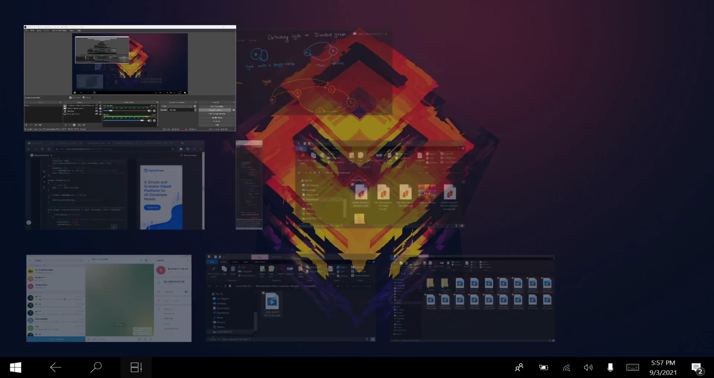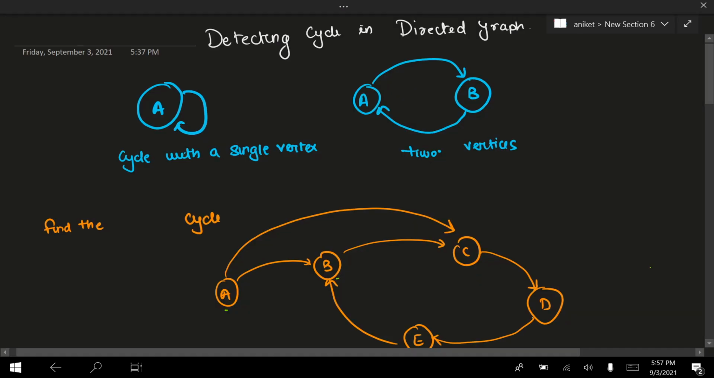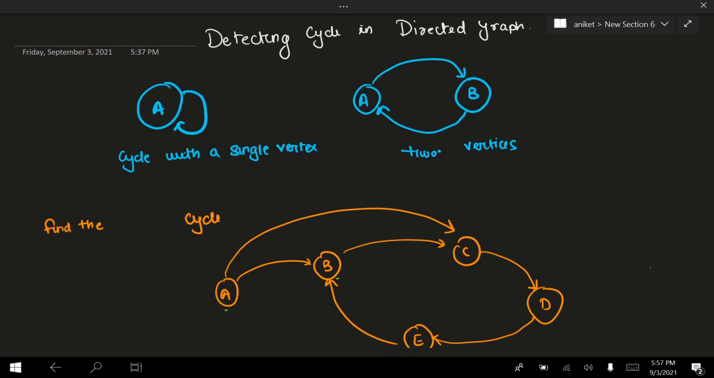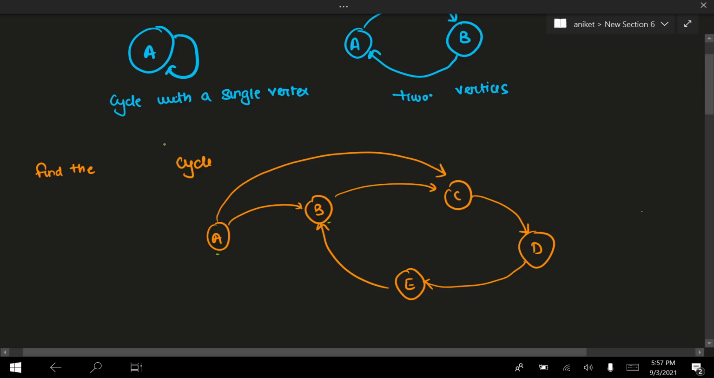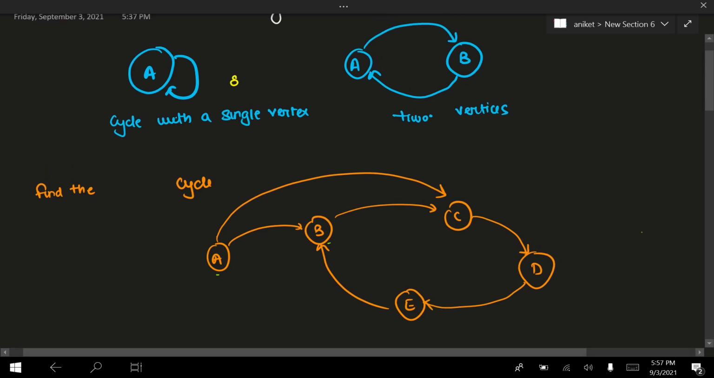Hey guys, welcome back, and today we'll be discussing a simple question called detecting a cycle in a directed graph. Before moving ahead to this question, we have to know what a directed graph is. Basically, it's an edge which is pointing in a particular direction. For example, if I have vertex A here, and vertex A is pointing to itself, we call this a self loop, right?